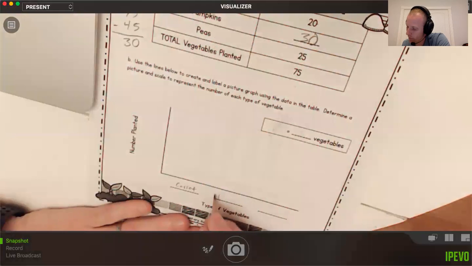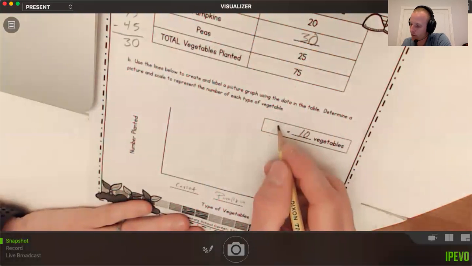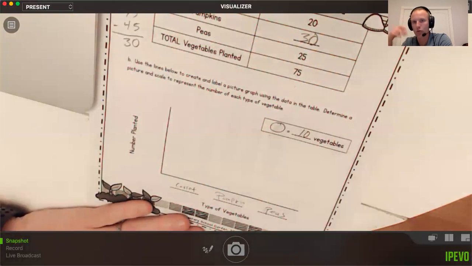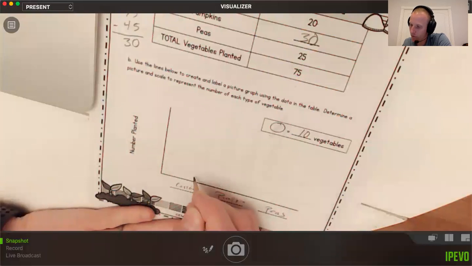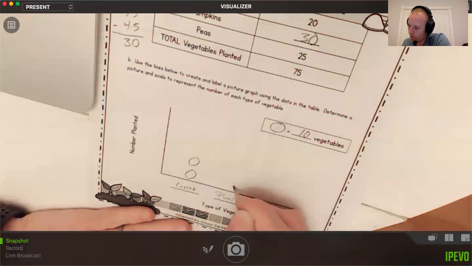Carrot, pumpkin, and peas. Let's make it 10 vegetables. And let's make it a circle. So a half a circle would represent 5 in this case. So let's say we have carrots, 10, 20. So 10 and 10 is 20. Pumpkins, 10, 20, and 30.